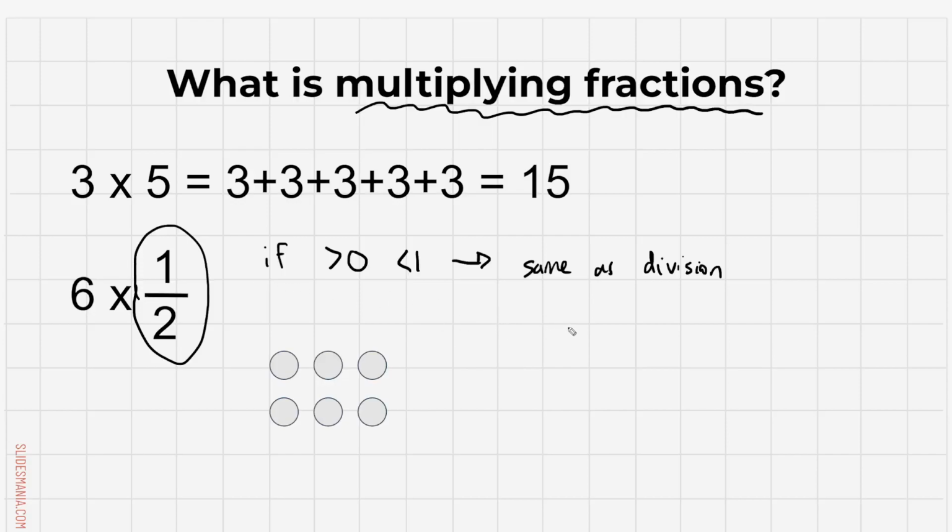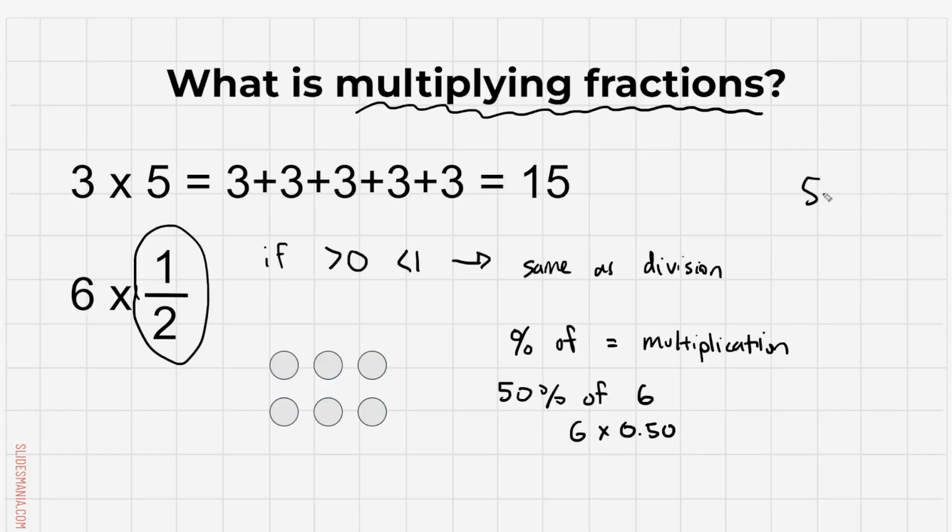Actually, before I move on, I want to talk about one more thing. When we were talking about percent of, remember that percent of is basically a multiplication problem, right? So for example, if I said 50% of 6, 50% of 6 is 6 times 0.50, right? Because to turn 50% into a decimal, we would move the decimal point 2 times to the left, and so that would equal 0.5.